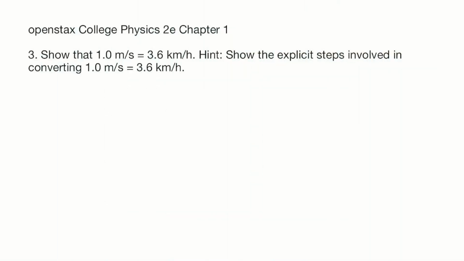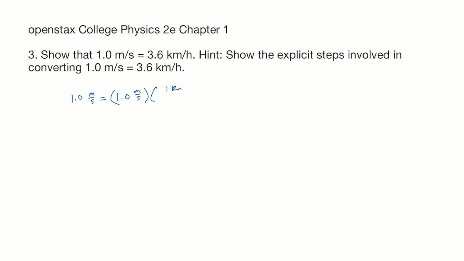In this problem, we need to show that 1 meter per second is 3.6 kilometers per hour. And they give us a hint to show the explicit steps involved in that conversion. Okay, so let's start with 1.0 meters per second is equal to 1.0 meters per second. Now we can start converting.